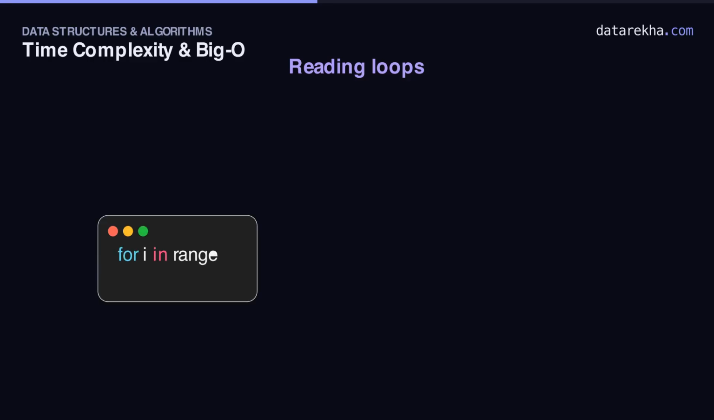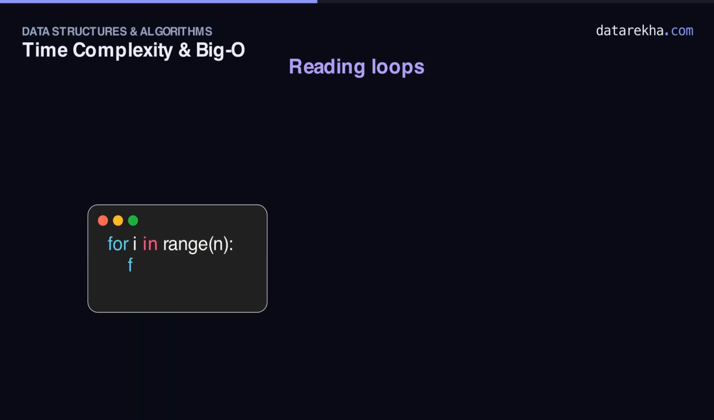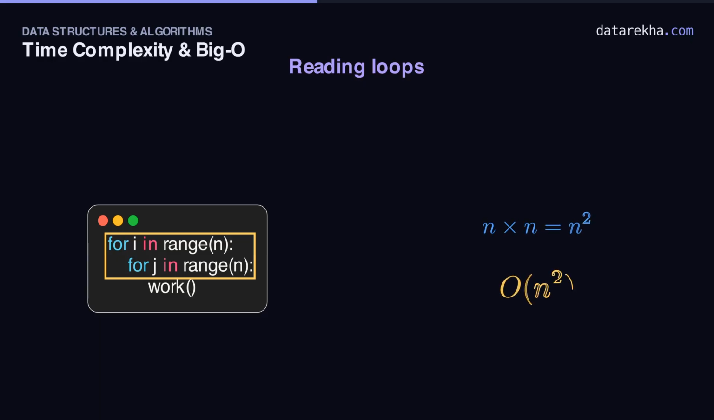A single loop that runs from 0 up to n does its work n times. One pass, n iterations. That is order n, linear. Nest a second loop inside the first, and for every one of the n outer steps, the inner loop runs a full n times. That is n times n. So the total work is n squared, order n squared, quadratic. Nesting loops multiplies their counts together.